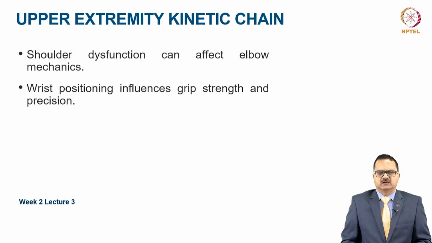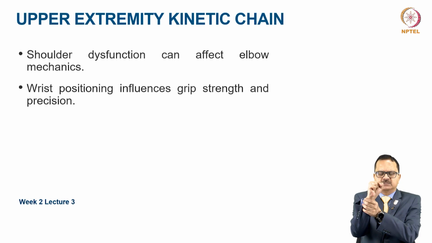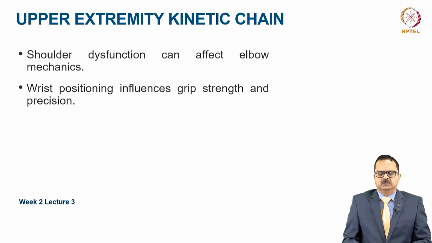The kinetic chain of the upper extremity is important because any shoulder dysfunction can affect the elbow and can affect the wrist. And the wrist positioning will influence grip strength and precision. For example, if somebody has gripped something tightly, if you flex the wrist, ultimately the grip will open. So, wrist positioning is important for grip strength as well as for precision activities.